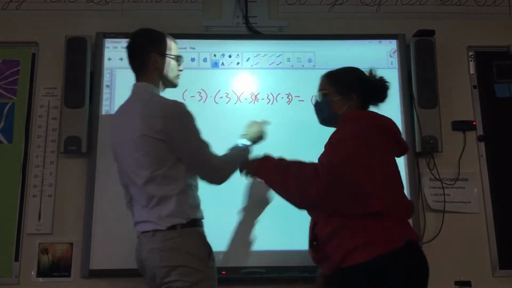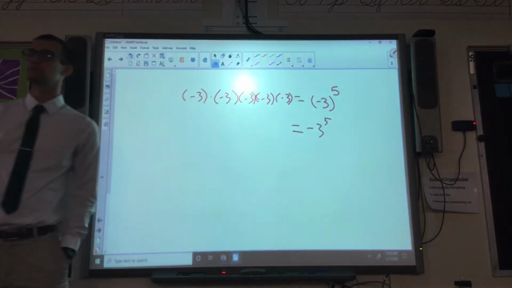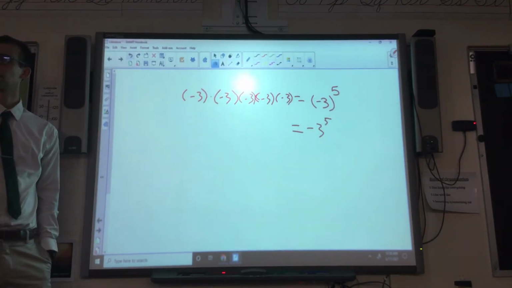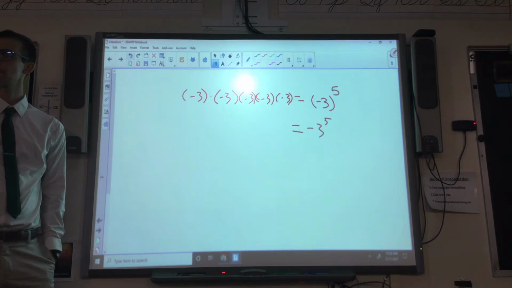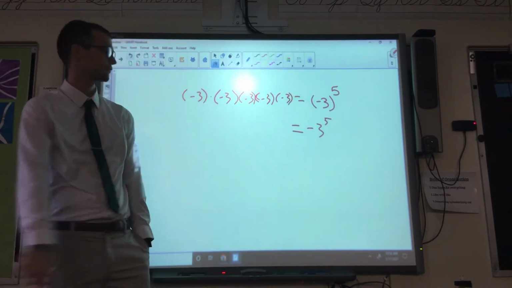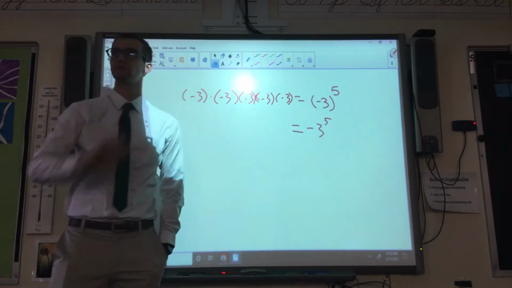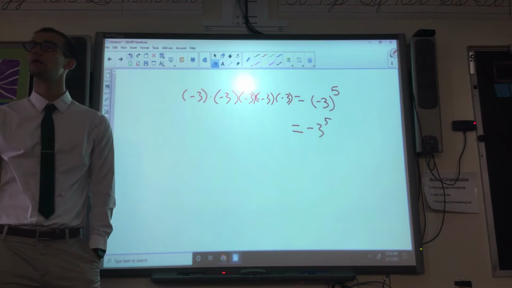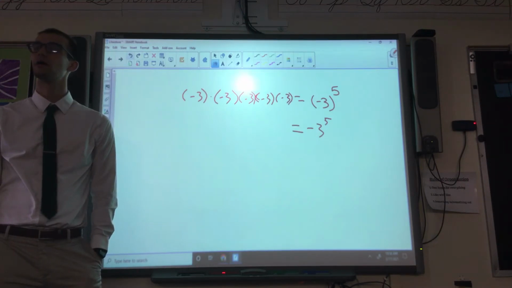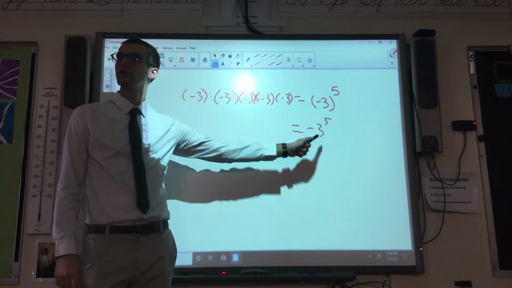Okay, why is it not this? Wait, where is it? Why is it not this? You're right, you had the right answer earlier. Why is it not negative 3 to the 5th power? Why is it negative 3 in parentheses to the 5th power? Why is it not negative 3 to the 5th power?